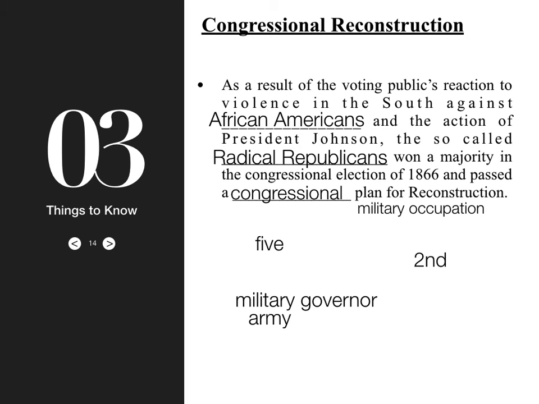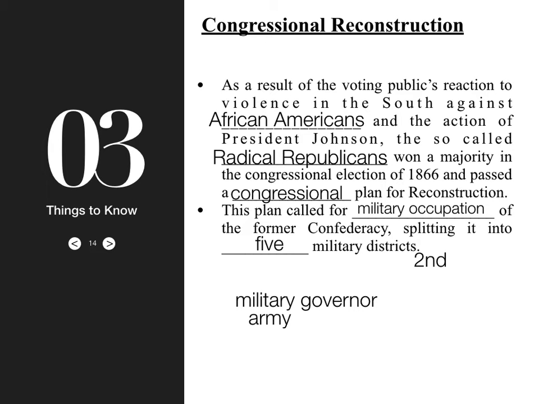As a result of the voting public's reaction to the violence in the South against African Americans and the action of President Johnson, the so-called Radical Republicans won a majority in the congressional election of 1866 and passed a congressional plan for Reconstruction, which we've already reviewed.